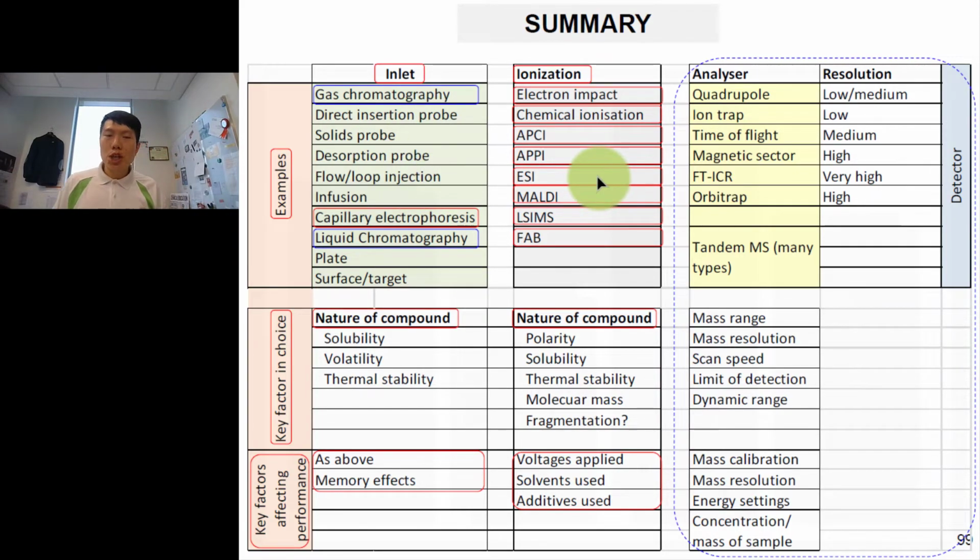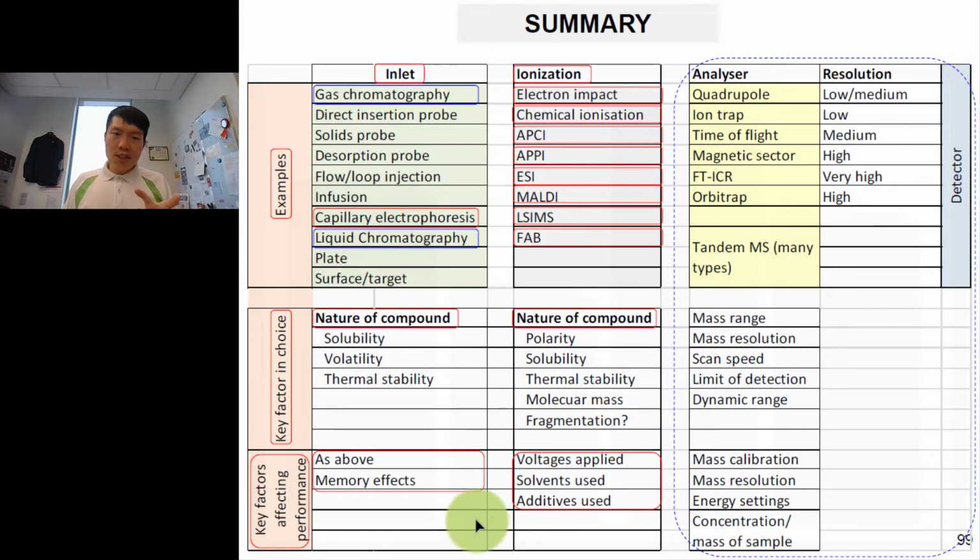How do we ionize it? Because remember, we need ions to be detectable in MS. So we have electron impact EI, CI, APCI, APPI, ESI, MALDI, and we talked about them beforehand, so we won't elaborate here. The consideration could also be the key choice of your compound when analyzed: its solubility, volatility, thermal stability, because some uses very high energy. And whether the compound is polar. In the previous slide, we talked about the polarity, the solubility in the solvent, and molecular mass, high or low. And fragmentation, does it even fragment, and how stable are the fragments.